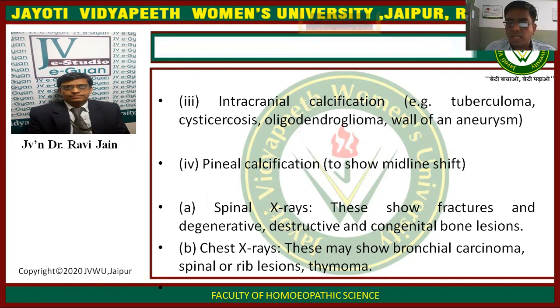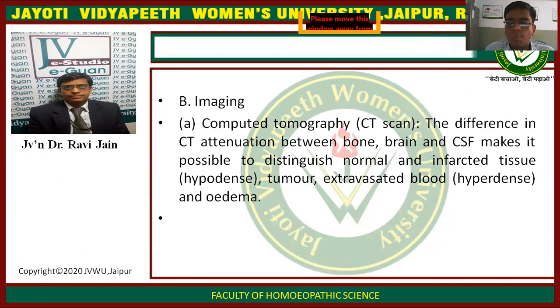Spinal X-rays can be taken to show fractures and degenerative, destructive or congenital bone lesions. Chest X-rays may show bronchial carcinoma, spinal or rib lesion and thymoma. Various imaging techniques like computerized tomography are becoming more and more common these days for any kind of neurological lesion.